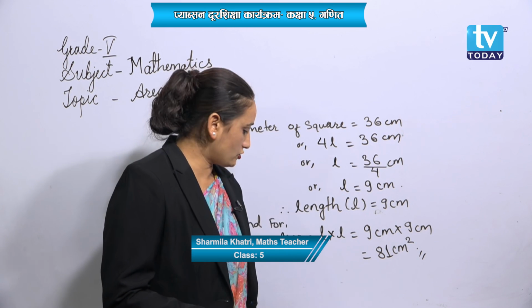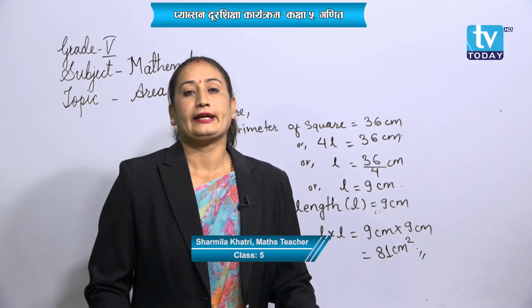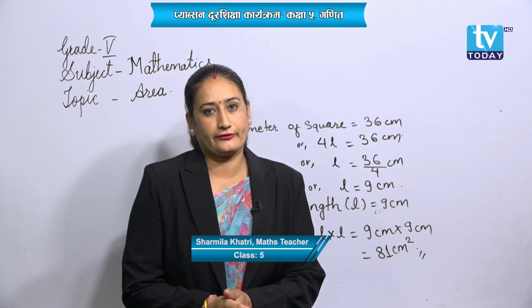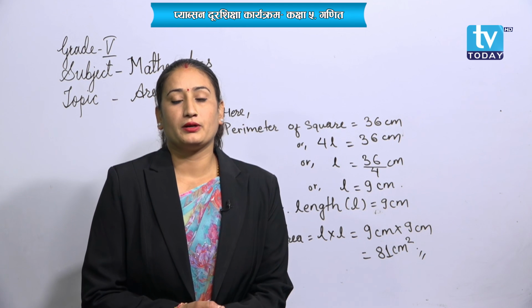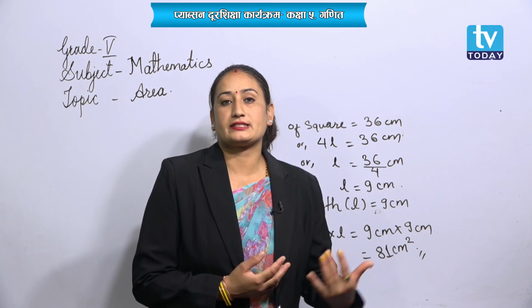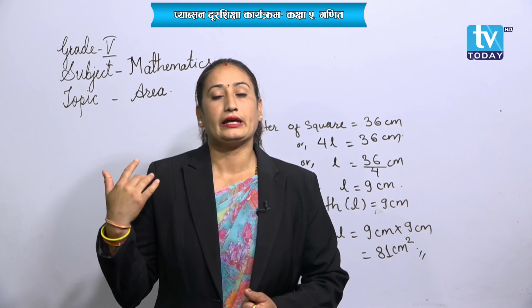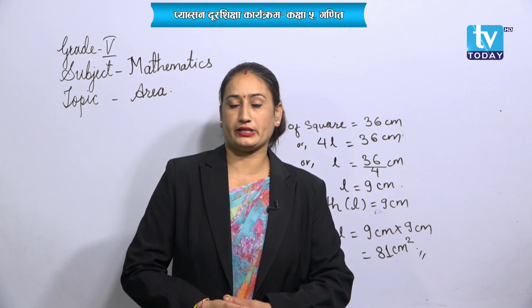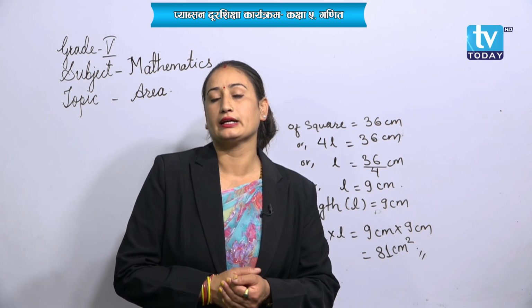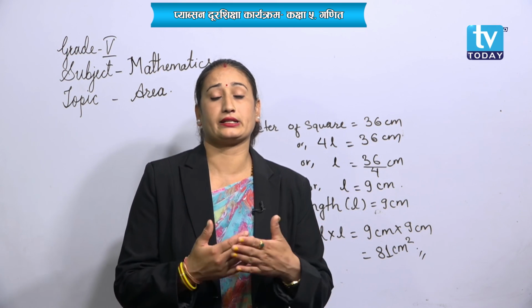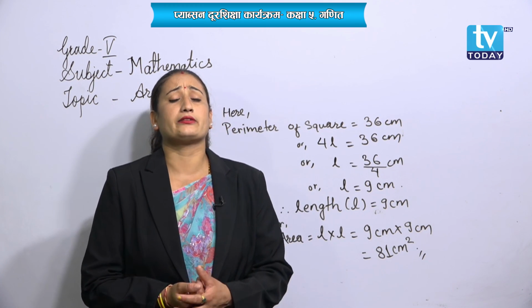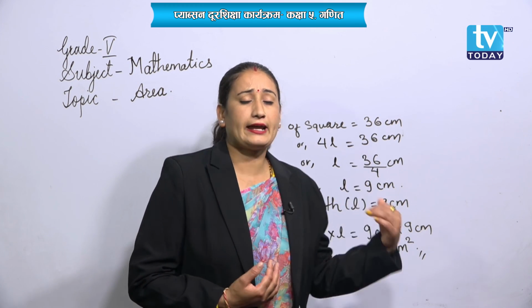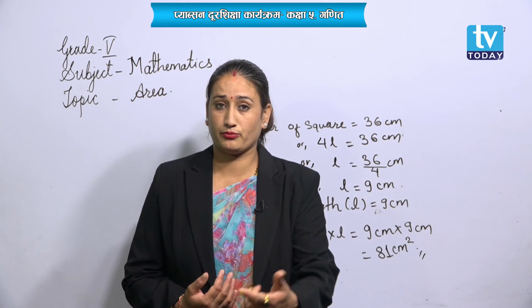Okay. So students, obviously it is the ending of the lesson. Students, I hope you can understand about the area. From perimeter also we can find out the area. They are related with each other, right? So this type of question we can find easily in your book.